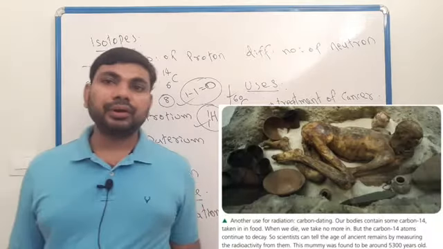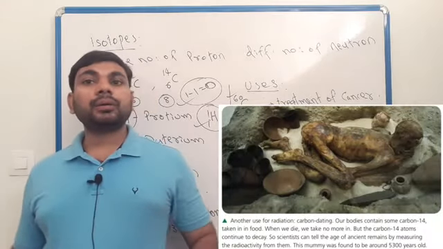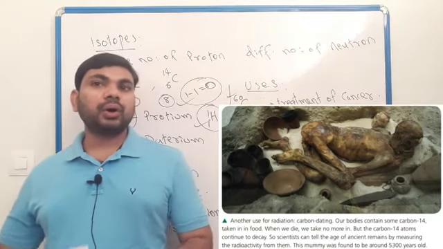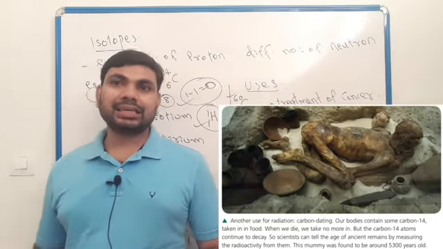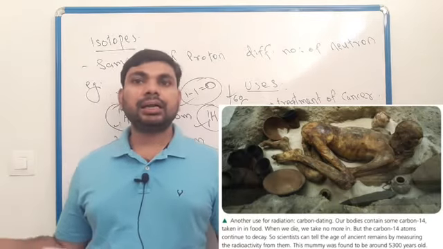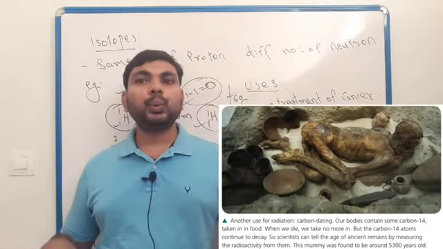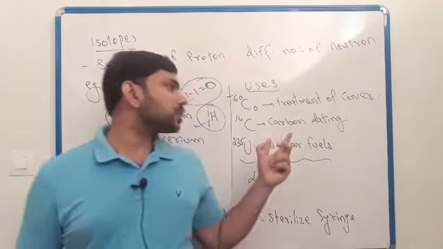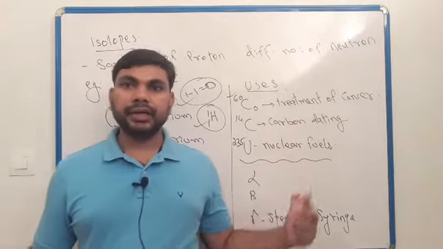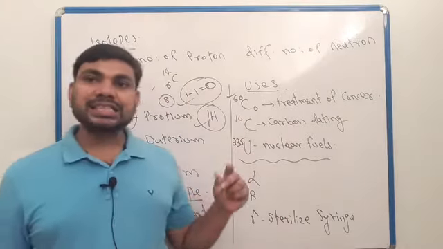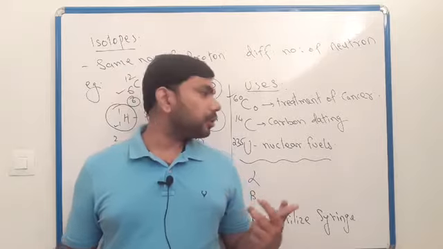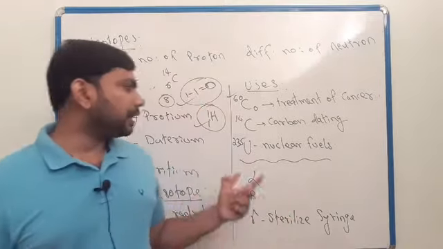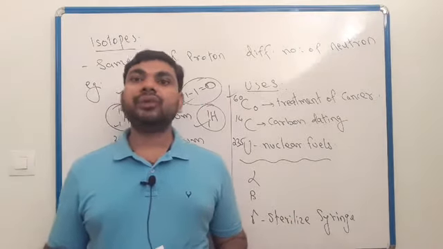You can see here one figure: dead bodies, fossils, or dead remains of plants or animals. We can detect the age of these living things, how long ago they lived, using carbon-14. This process is called carbon dating. So cobalt-60 is used for cancer treatment, and carbon-14 is used for carbon dating. And another one, uranium-235.